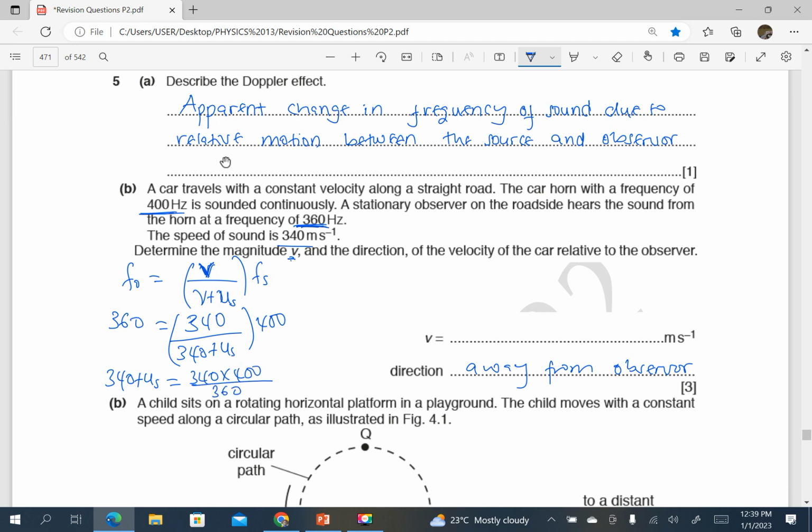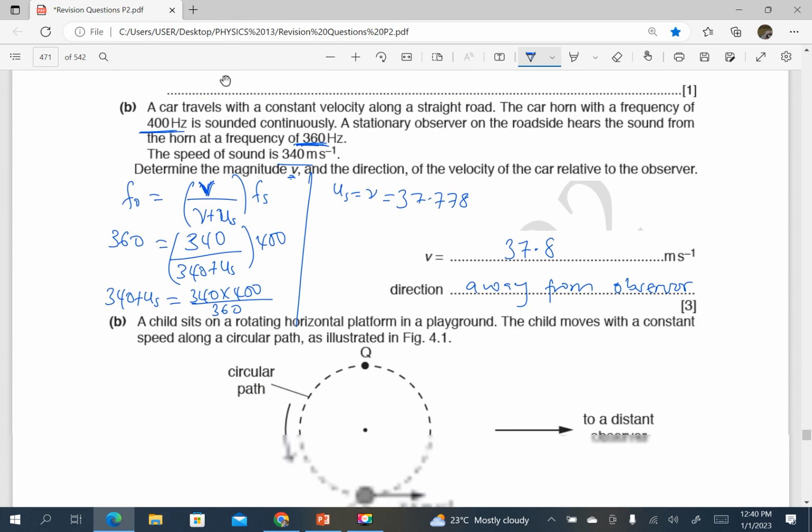So the mathematician will simply say 340 times 400 divided by 360. Then we take 340 from the left to the right, so that is minus 340. And that is 37. So I'm finding us, which is our v for this particular question, and it is 37.778, which is approximately 37.8 meters per second.